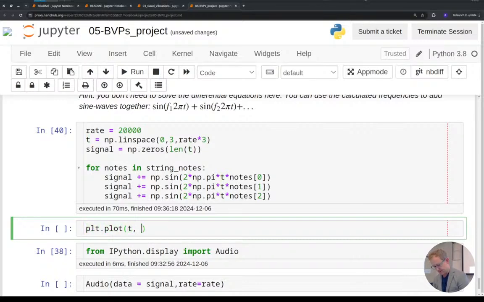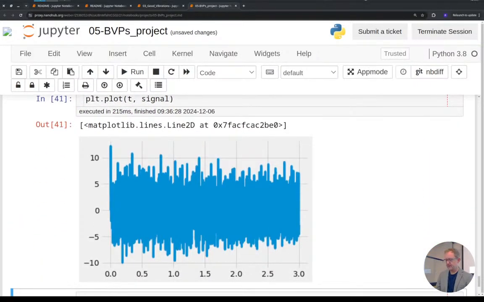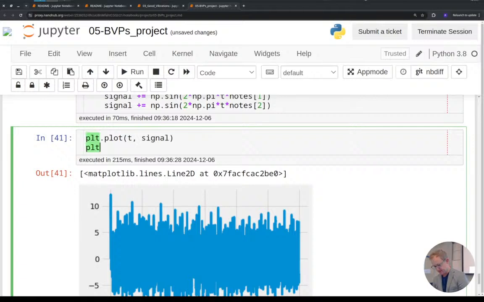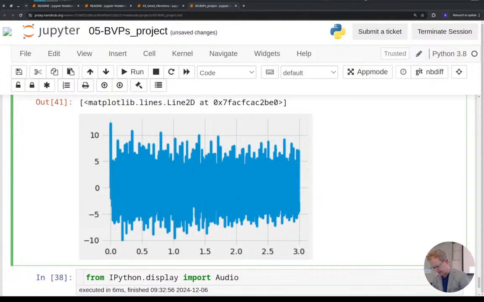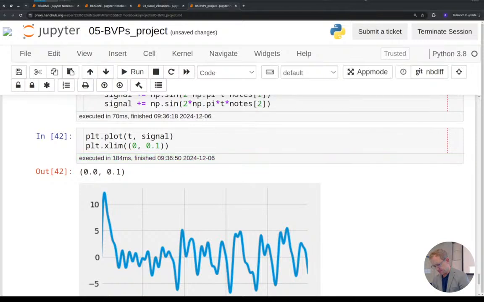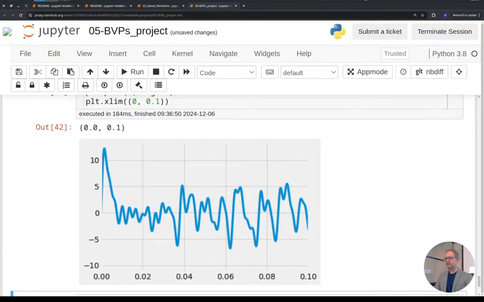Let's take a look at T and our signal. Looks pretty noisy. Something's happening. It helps to zoom in a little bit. If we look at the first 100 milliseconds of what we're going to listen to, this is all 6 strings vibrating in 3 modes each. That's a combination of all those sine waves.